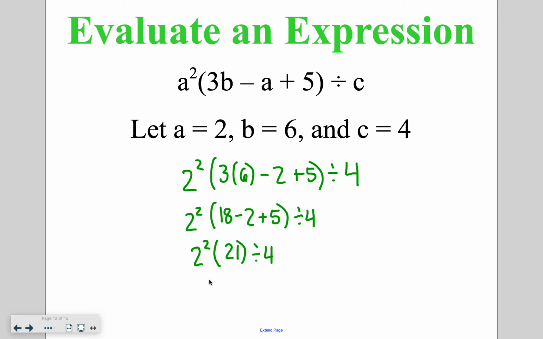Moving on to my exponents, 2 to the second power is 4 times 21 divided by 4. Multiplying and dividing are in the same group, so I can do 4 times 21, which is 84, divided by 4, which is going to get me my final answer of 21.